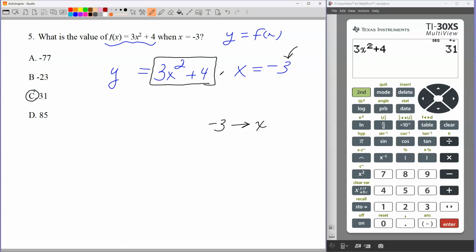And you can watch my video on how to use the GED calculator. I did some sample problems like this as well if you need more practice.